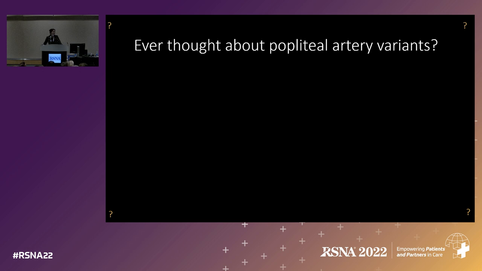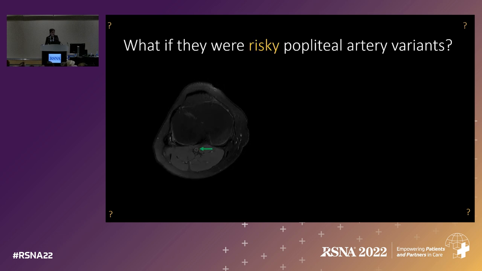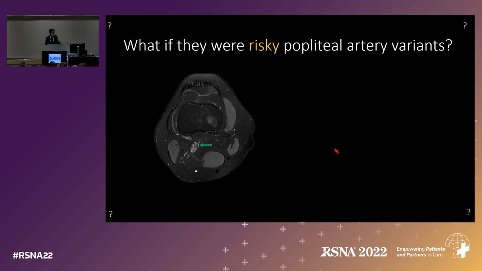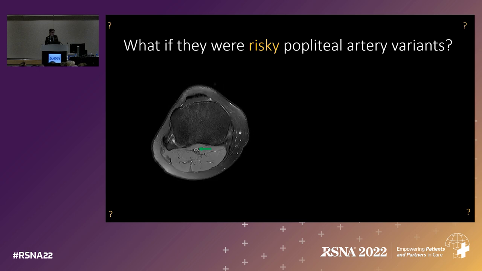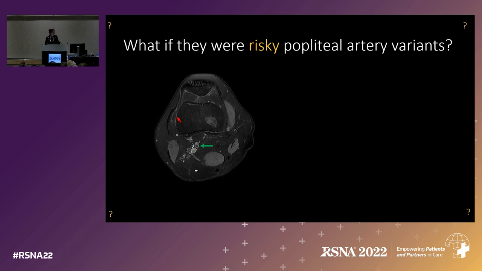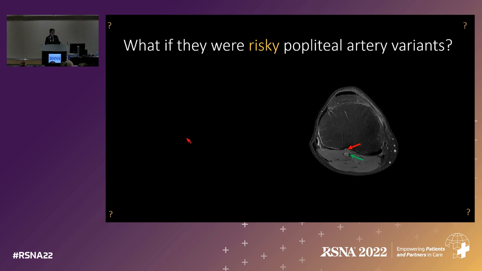All right, so do you ever sit around thinking about popliteal artery variants? Do you not? No. So what if they were risky popliteal artery variants? So here is a normal popliteal artery in the green there, behaving nicely, going down the back of the knee joint. There it goes. And it sits on top of the popliteus muscle here, and then off comes the anterior tibial and takes off down the calf. Okay, we're going to compare it to the patient we saw a second ago.